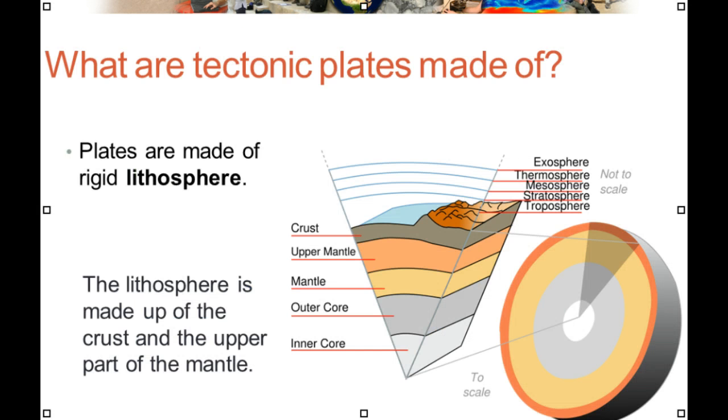Now, what in the world are these plates made of, you say? Well, tectonic plates are made of what's called the lithosphere. You see this word right here. Here's how you spell it. The lithosphere, which is a combination of the crust and the extreme upper mantle. So you see now here the crust and the extreme upper mantle. They make up the lithosphere.